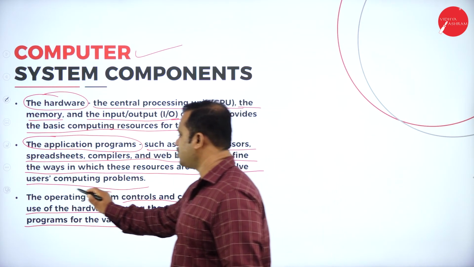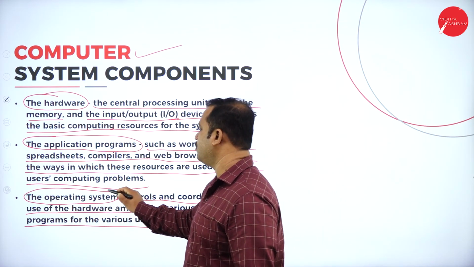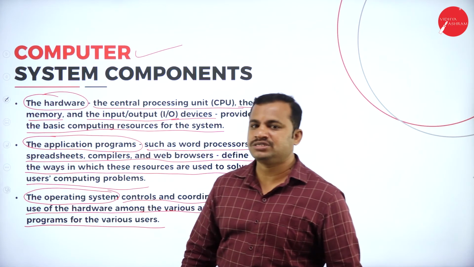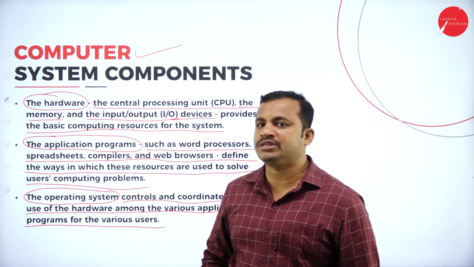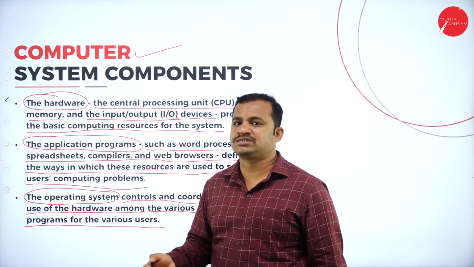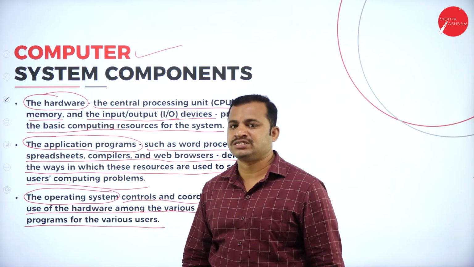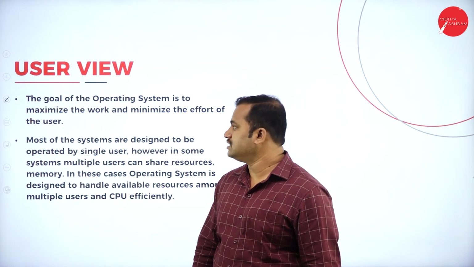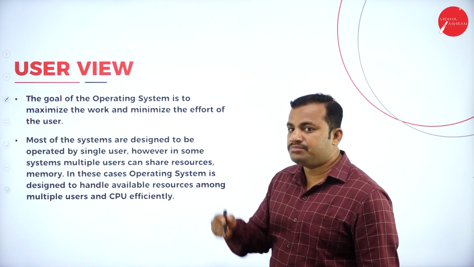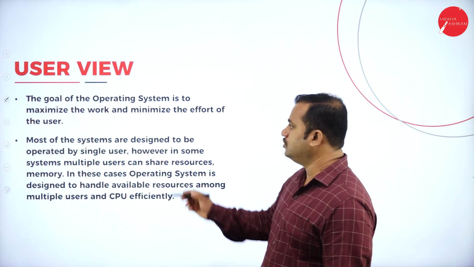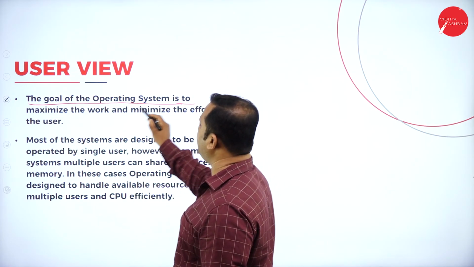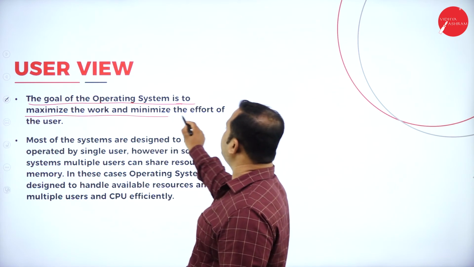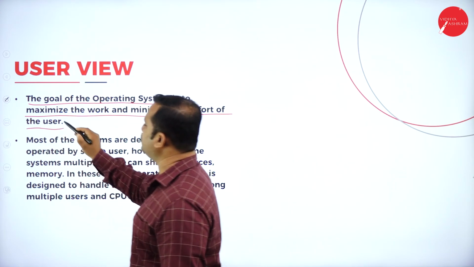That is, this operating system is the one which interacts with the system software. That is, the operating system interacts with users as well as the hardware devices. That is the thing we are going to observe. From the user point of view, what is the goal of an operating system? The goal of an operating system is to maximize the work and minimize the efforts of the user.